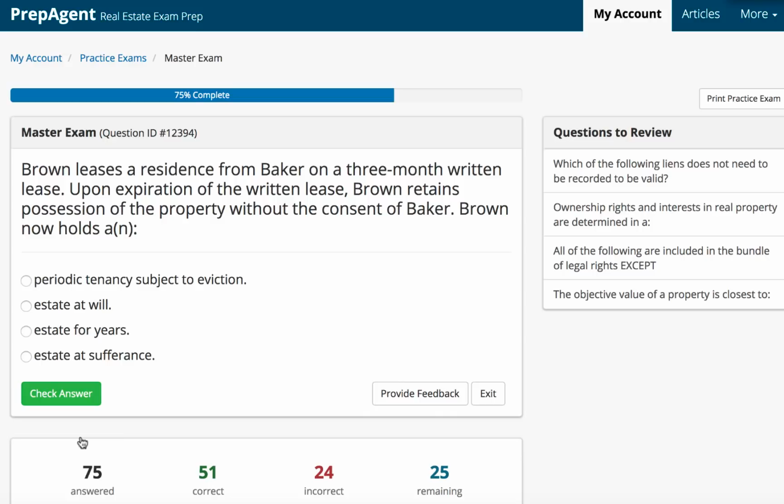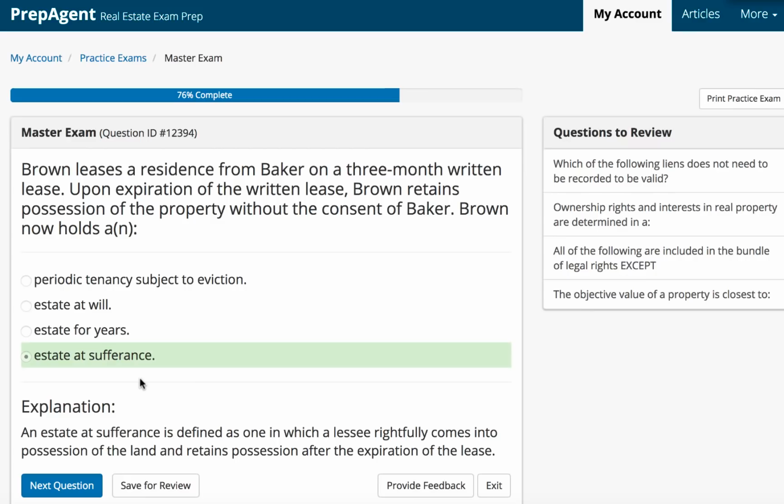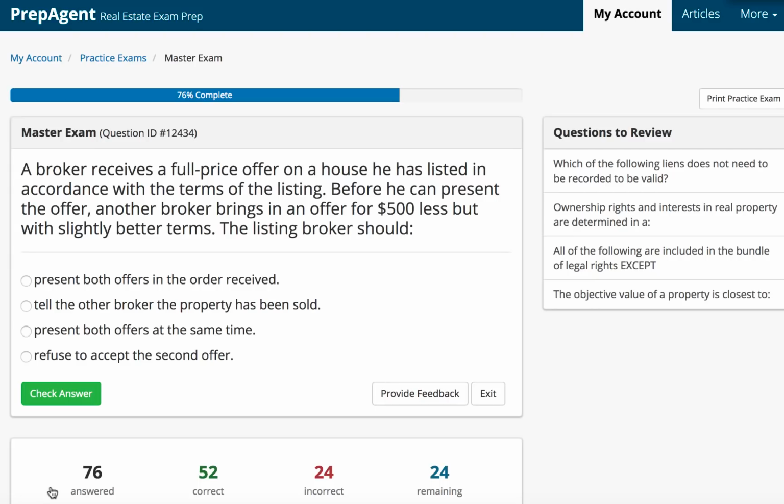Without consent, is that sufferance? Let's see. Yep. It basically means they don't want you there. They didn't want it. You did it without their consent. I guess I have the names back and forth.